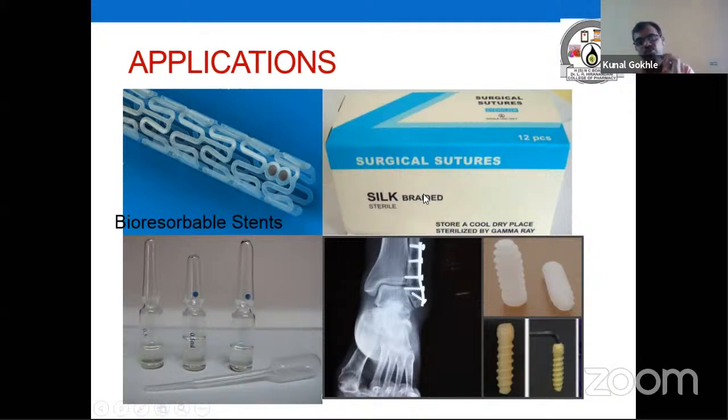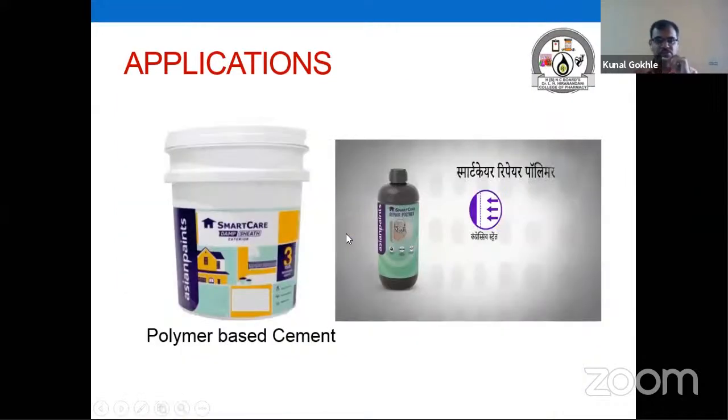Then polymers can be used for surgical sutures. Here are the surgical glues that are now used for surgery. Then these are the bioresorbable screws used for fixation of the joints in surgery. And all these are polymer-based products, natural polymer-based products. Now here is a somewhat off-beat application. It is not related to the medical field, not related to the pharma field.